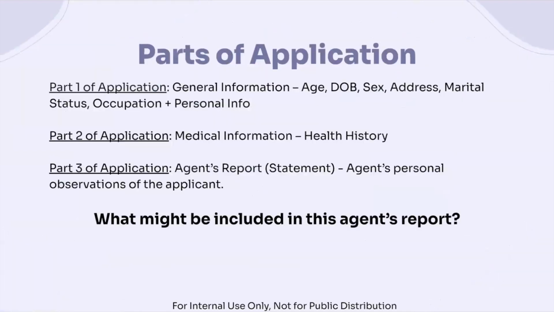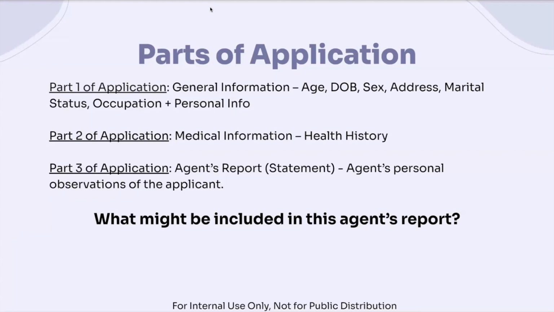And the application form has many parts. The first part is basically general information: age, date of birth, sex, address, marital status, occupation, and other pieces of personal information. Now, for part two, this is about the medical history. The client would start to fill out their medical information, and then part three would involve the agent's report. So the agent would type the personal observations of the client.